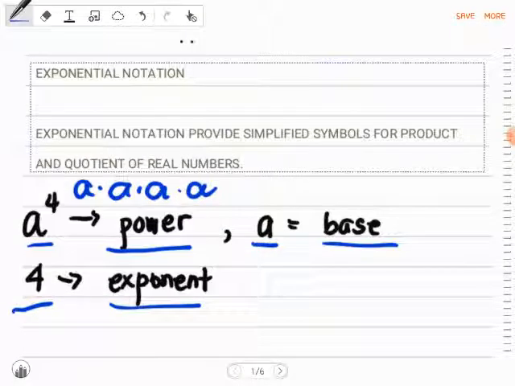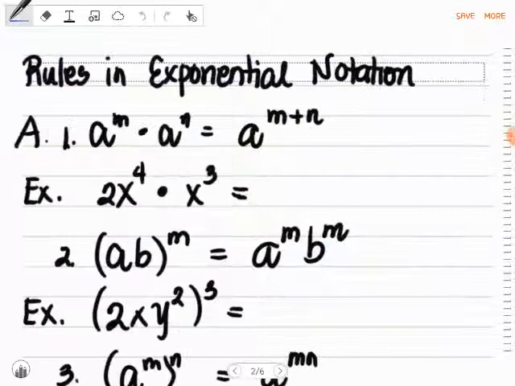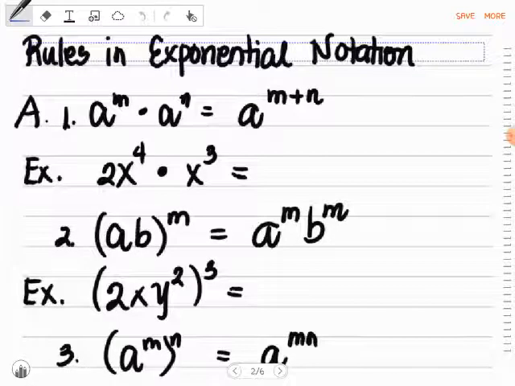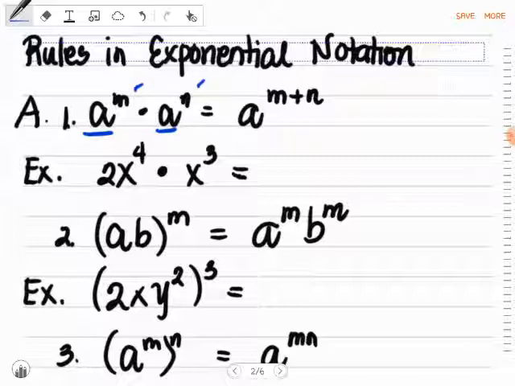Now, what we're going to talk about here are the different exponential notations that we will use in solving exponential functions. What are the rules in exponential notation? So ano ba yung mga rules na gagamitin natin? First rule, we have a raised to m times a raised to n is equal to a raised to m plus n. In short, imumultiply mo yung mga bases and then i-add mo yung dalawang exponent. That's why you will have a raised to m plus n.